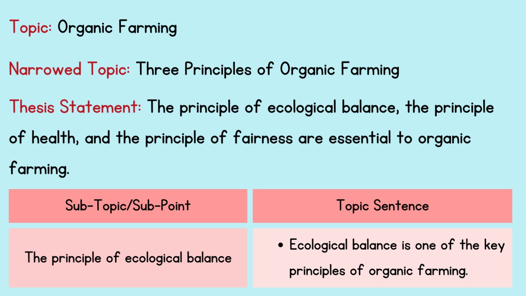So it should be very easy from this point onward to go ahead and write your topic sentences. Just make sure you include the topic, the subpoint, and the language in your topic sentence. And make sure you choose the appropriate language as well, because I chose principle here, but I could have also chosen characteristics of organic farming. I just wanted to do something a little bit different for this particular example.